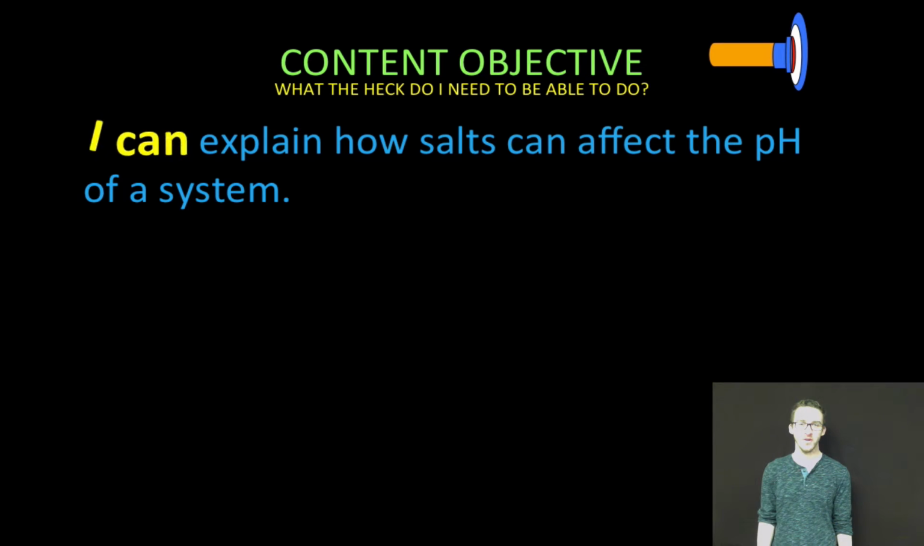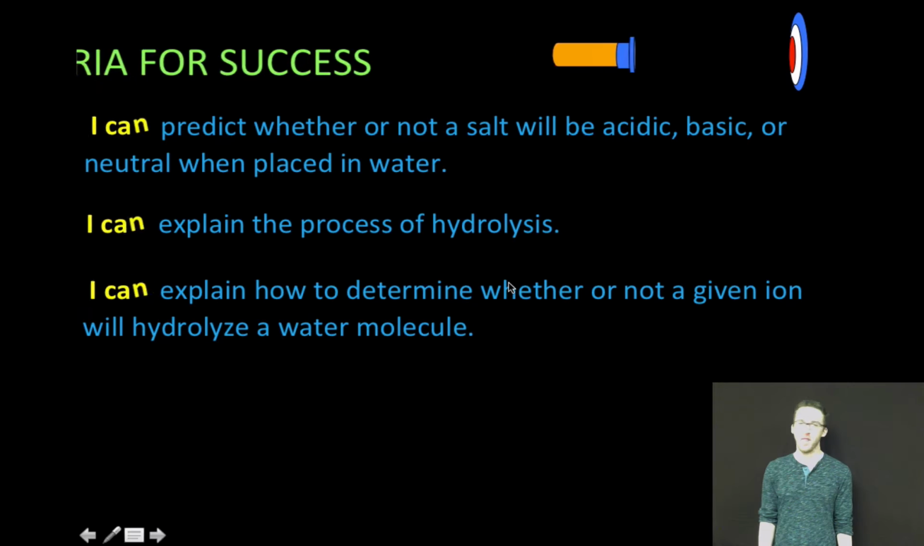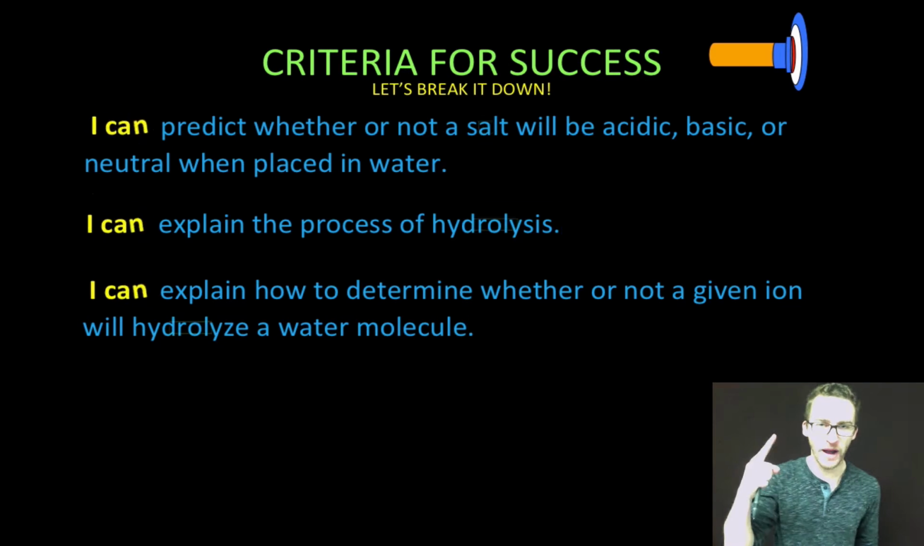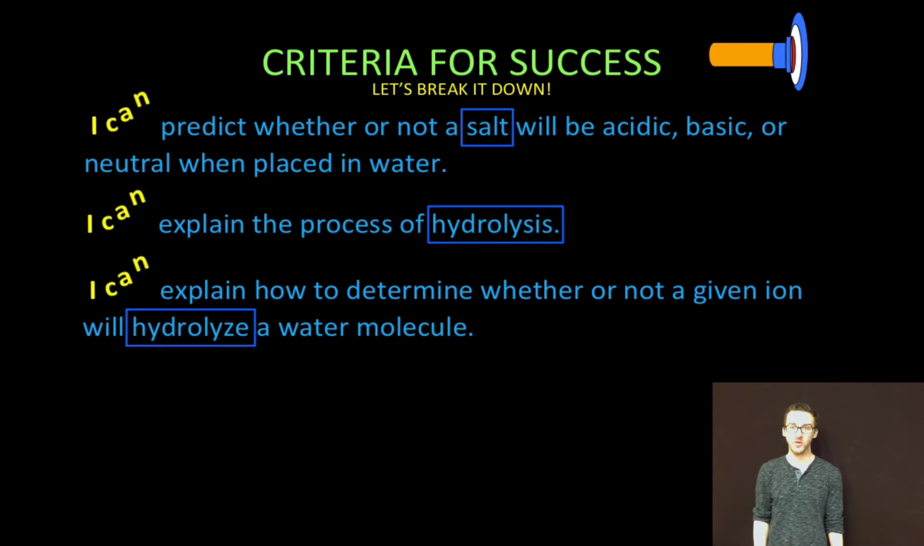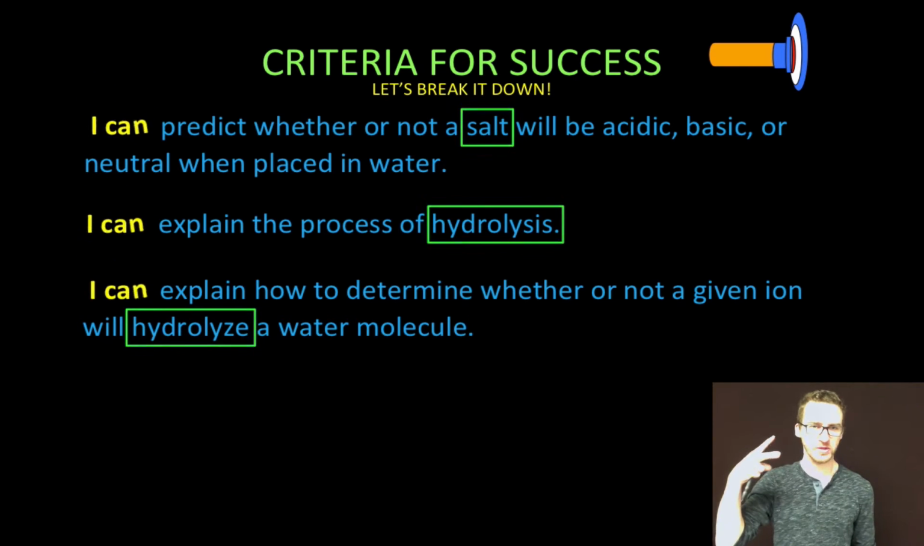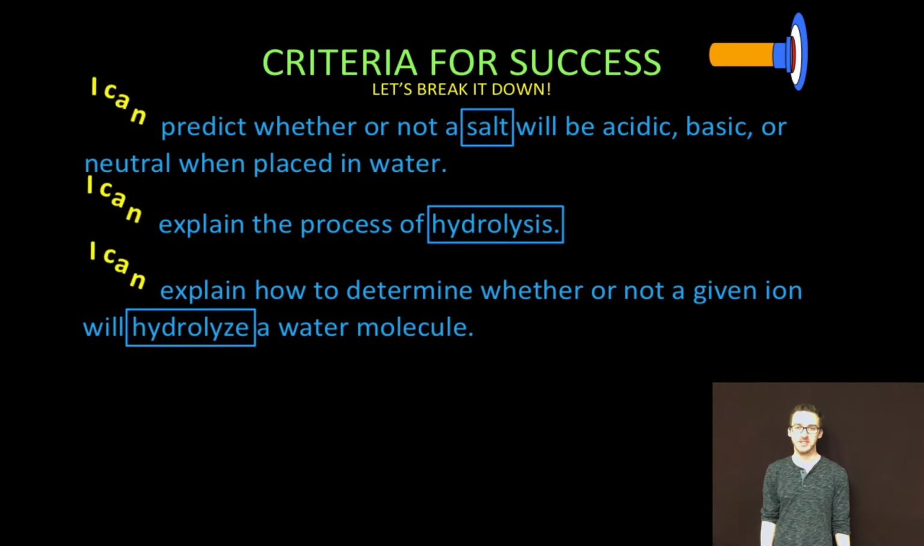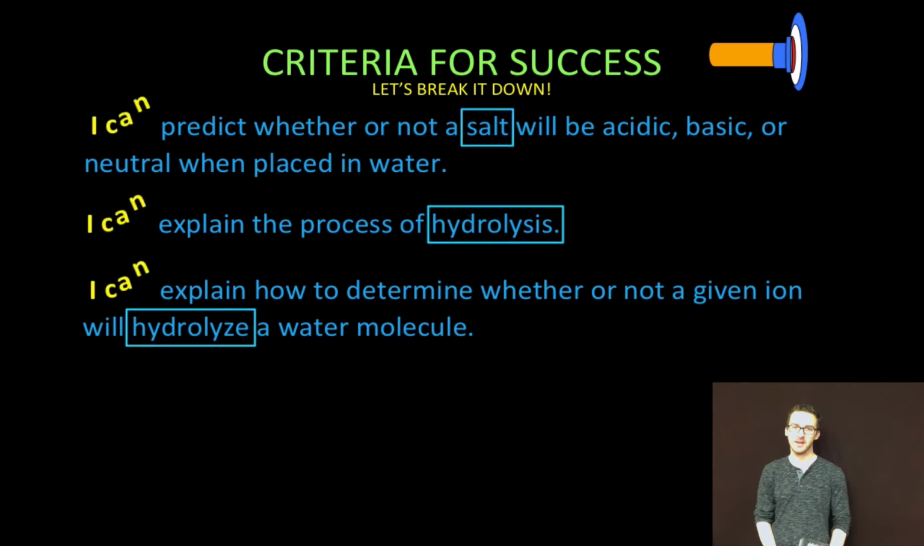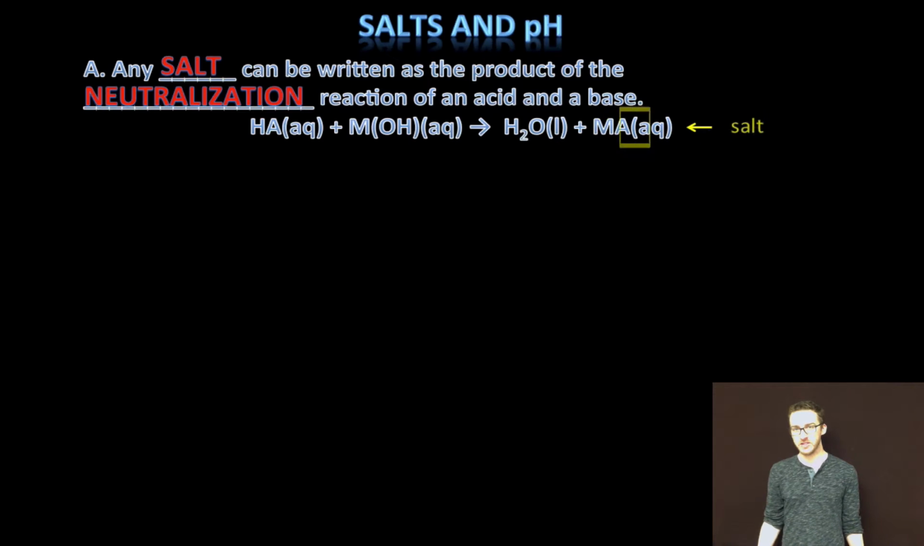In this vid, we're gonna explain how salts can affect the pH of a system. 3 things we're gonna do. 1, we're gonna predict whether or not a salt will be acidic, basic, or neutral when placed in water. 2, we're gonna explain the process of hydrolysis. And then finally, 3, we're going to explain how to determine whether or not a given ion will hydrolyze a water molecule.